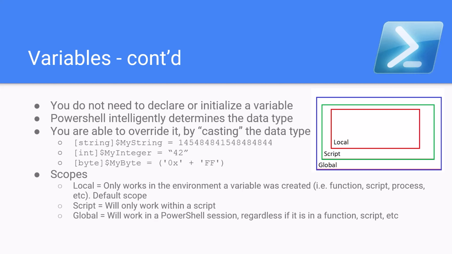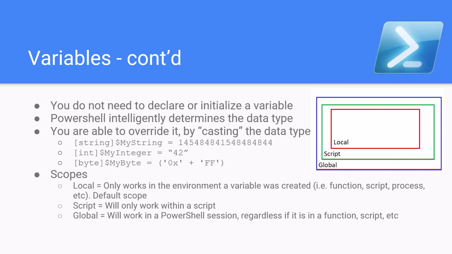Now let's go ahead and continue into variables. The reason why I love variables is because I don't have to declare or initialize the variable. Back in the day, especially in VBScript, you would have to declare a variable before you could assign a value to it. Now, what many PowerShell enthusiasts would tell you is you should always cast your variable. You should say that this is a string or this is an integer, which is good, but sometimes isn't always needed because PowerShell is intelligent enough to be able to determine the data type.